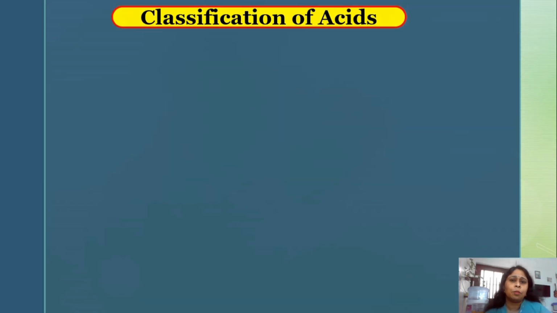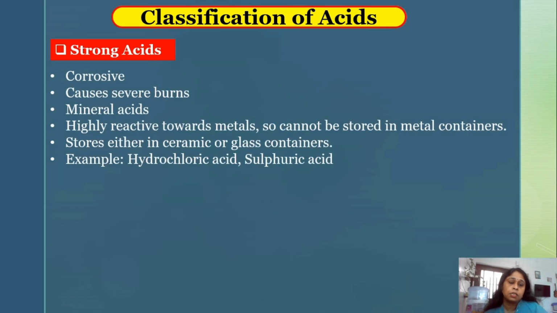Now we will study the classification of acids. These acids are broadly classified into two types, strong acids and weak acids. So one by one we will look into it. Strong acids are corrosive. Corrosive means they can damage your skin and cause severe burns. All the mineral acids are strong acids. What are mineral acids? Mineral acids are produced in the laboratories, like hydrochloric acid, sulfuric acid.